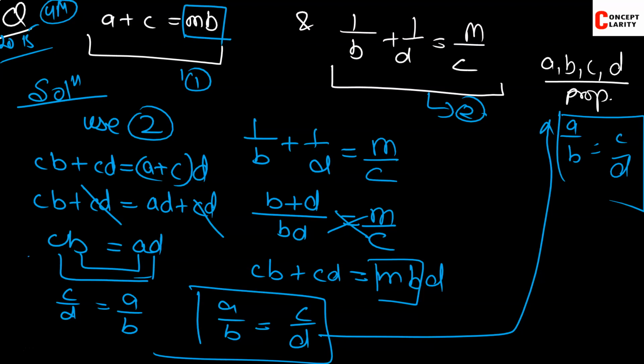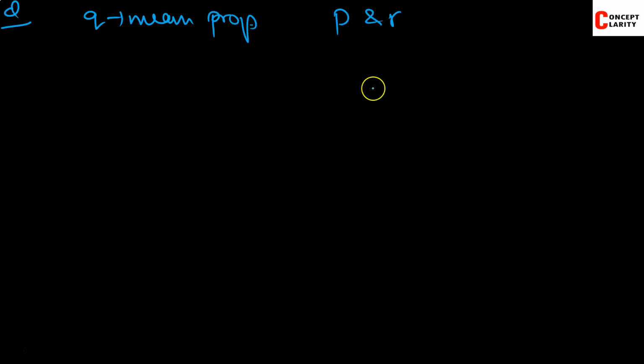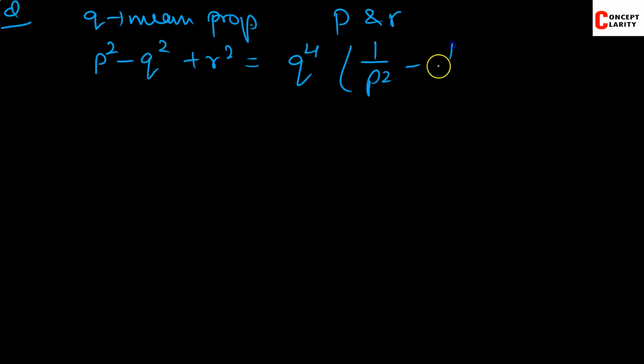This is also an interesting question. The next question is saying that if Q is the mean proportion between P and R, then we have to prove that (P square minus Q square plus R square) is equal to Q raised to the power 4 upon (1 upon P square minus 1 upon Q square plus 1 upon R square). We have to prove this.